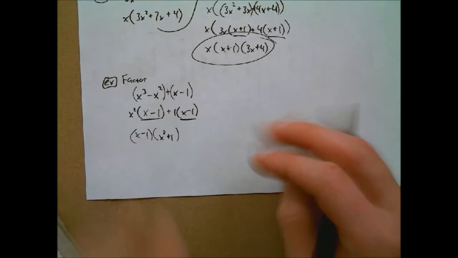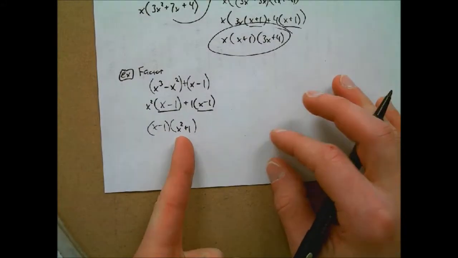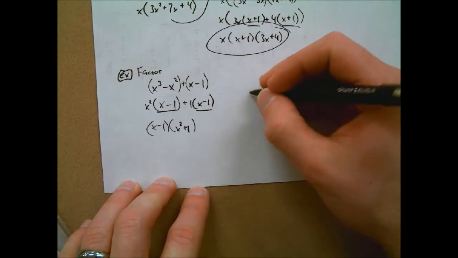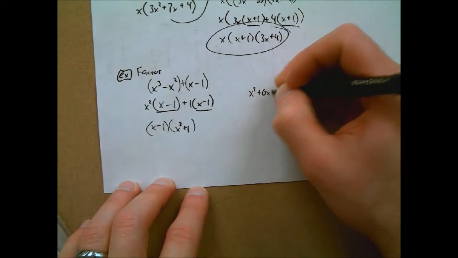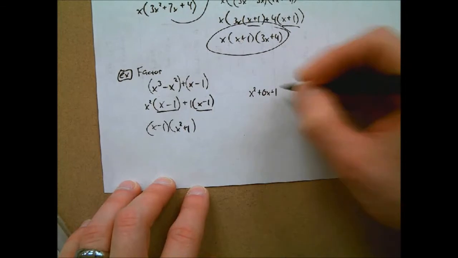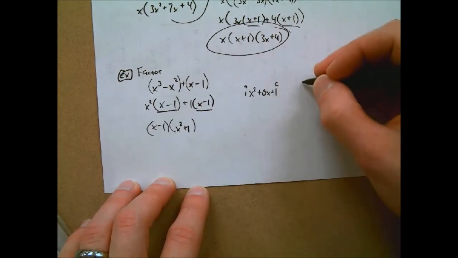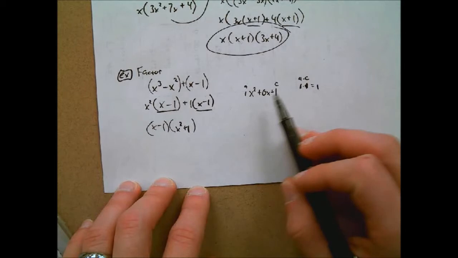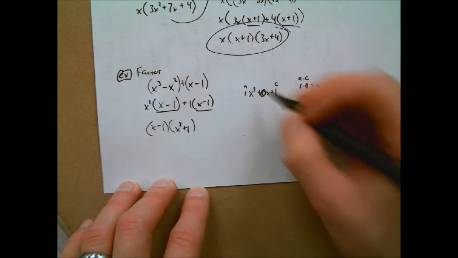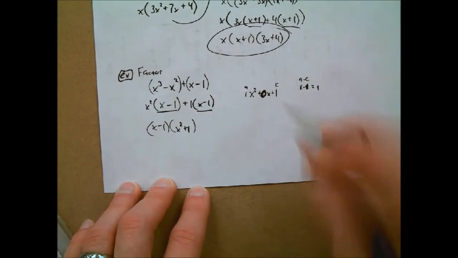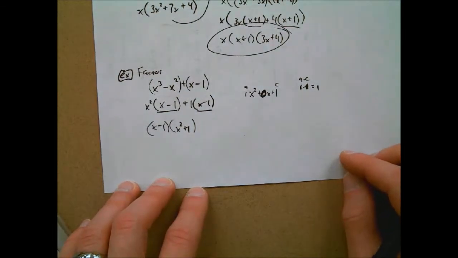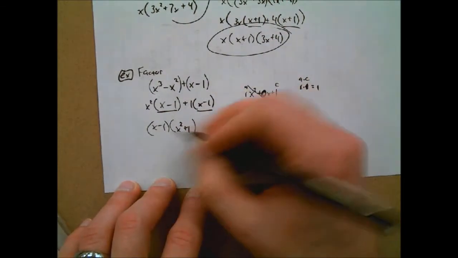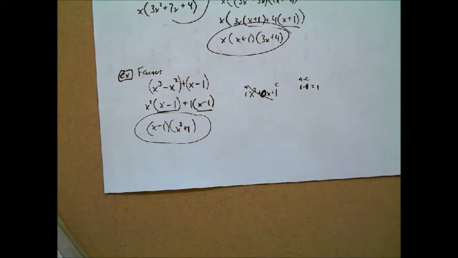This is quadratic. We could check to see if we can factor this as well. So let me just show you that here real quick. x squared plus 0x plus 1. So our a is 1, our c is 1. A times c is going to be 1 times 1, which is 1. We're going to look for two numbers that multiply to make a positive 1, but that add to make 0. Are there two numbers that multiply to positive 1 but add to make 0? No. This does not factor. So that's as factored as it gets right there, and that's our final answer. All right? Factoring by grouping.